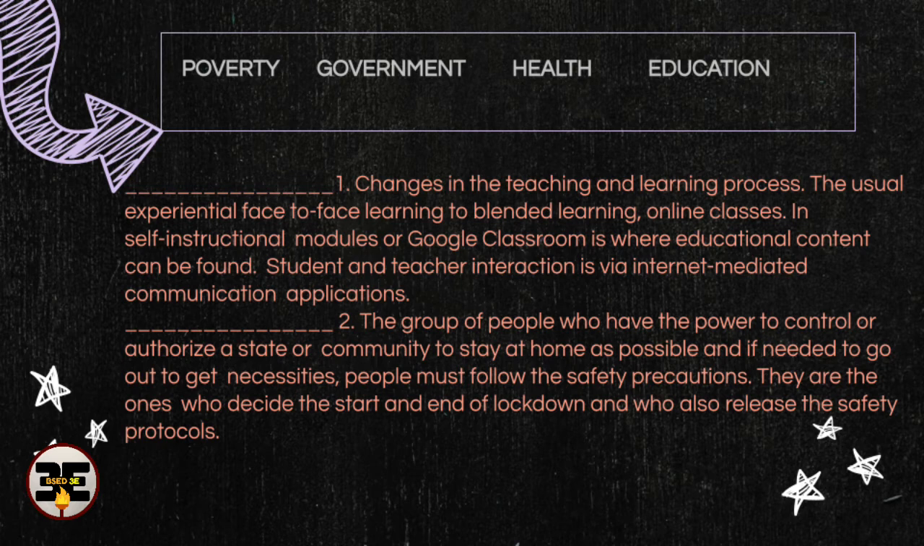The group of people who have the power to control or authorize a state or community to stay at home as possible and if needed to go out to get necessities. People must follow the safety precautions. They are the ones who decide the start and end of lockdown and who also release the safety protocols. What do you think is the social issue topic pertaining to in this text? Any idea? Very good! The social topic that this text is pertaining to is all about government. Let's go now to the third one.